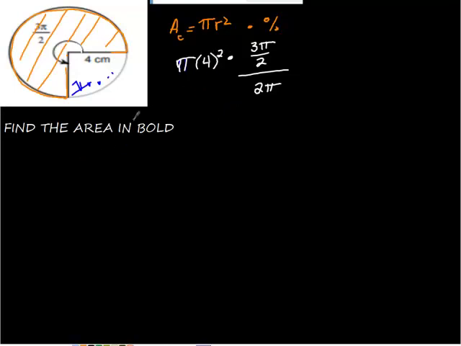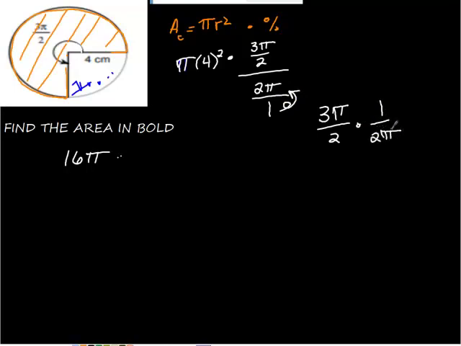So 4 squared is 16, and it's 16 times pi. And now we have this, what's called the theorem of complex fractions. We have a fraction over a fraction. So remember that what we do here is we take the top fraction and then we multiply by the reciprocal of the bottom fraction. So we're going to multiply by 1 over 2 pi.